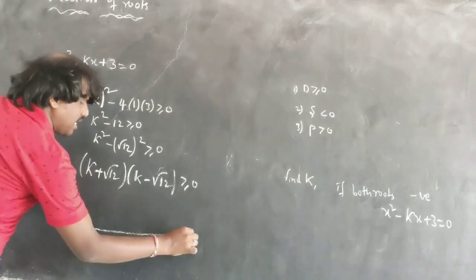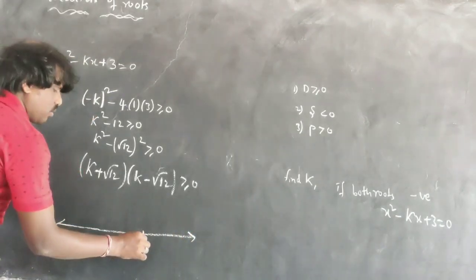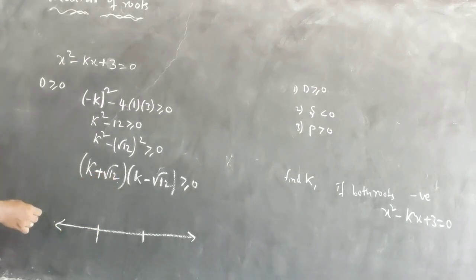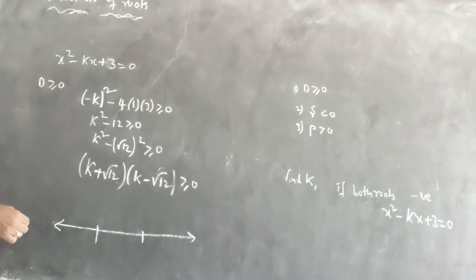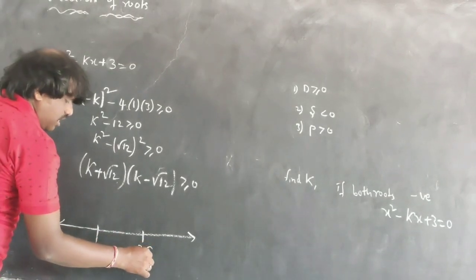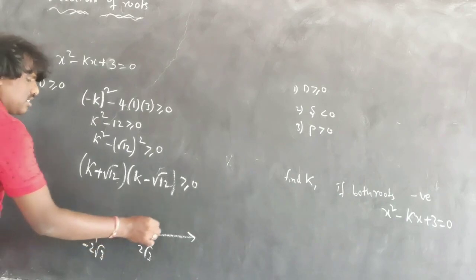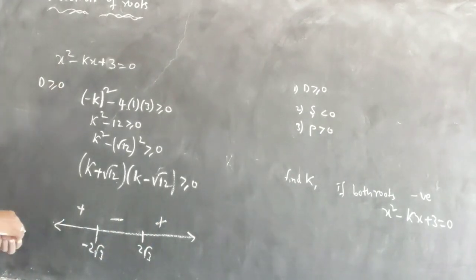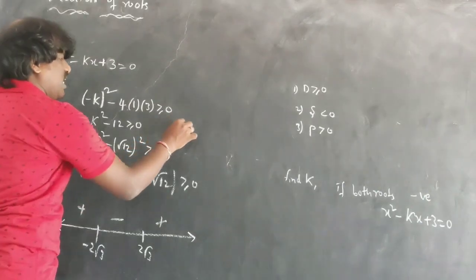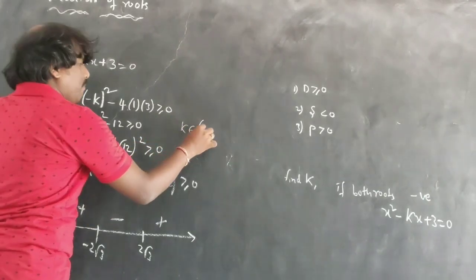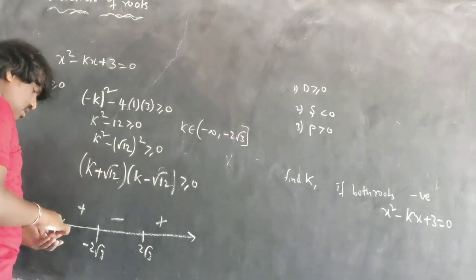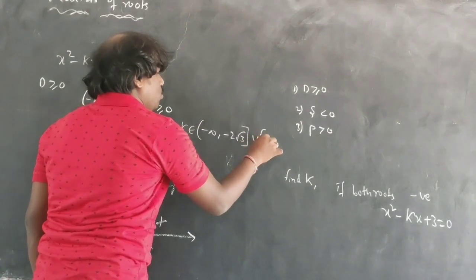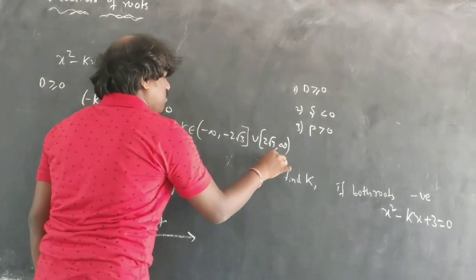So let us take the number line. One root is plus 2 root 3 and the other one is minus 2 root 3. The signs are plus, minus, plus, and the plus sign region is the answer. So the k value will be minus infinity to minus 2 root 3, union 2 root 3 to infinity. This is answer 1 I got.